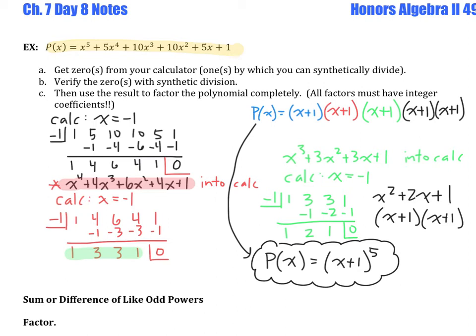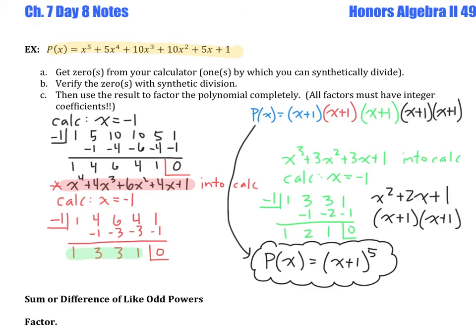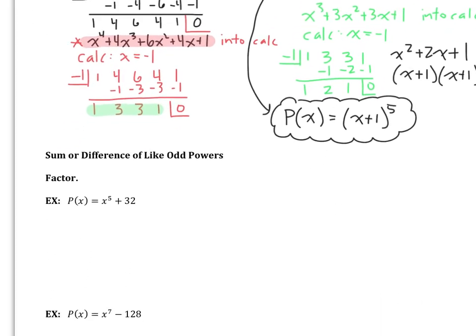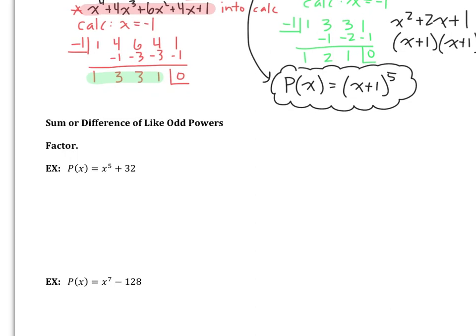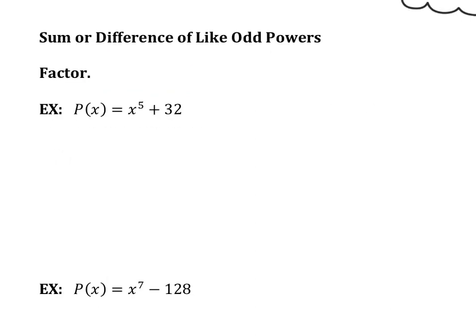for synthetic division. All right, now we're going to look at sum or difference of like odd powers and see how we can factor these next two examples. These next two examples are finding the sum or difference of like odd powers, and we're factoring them. We did this with sum and difference of cubes, but now we're going to look at a pattern so that we can do this with any like odd power. So 5th, 7th, 9th, etc.